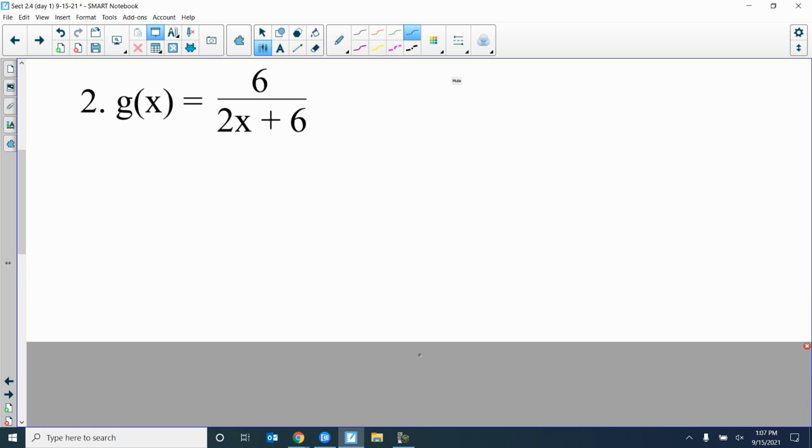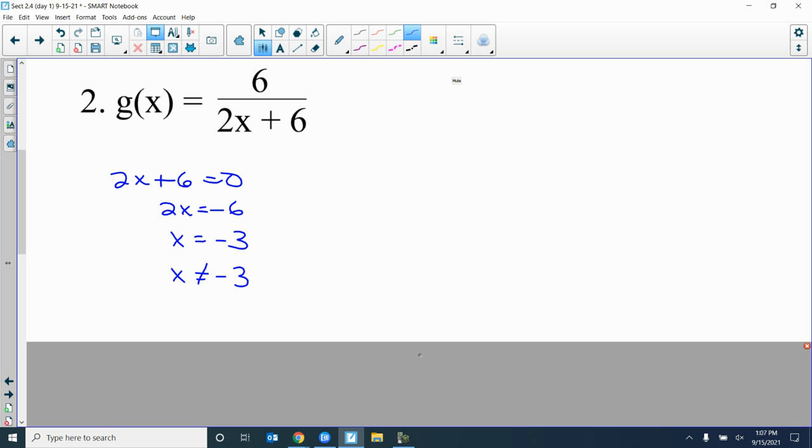g of x equals 6 divided by 2x plus 6. No radical. But what can't happen? We can't have 0 in the denominator. So what will make this 0? 2x plus 6 equals 0. 2x equals negative 6. x equals negative 3 will make it 0, which means x cannot equal negative 3.